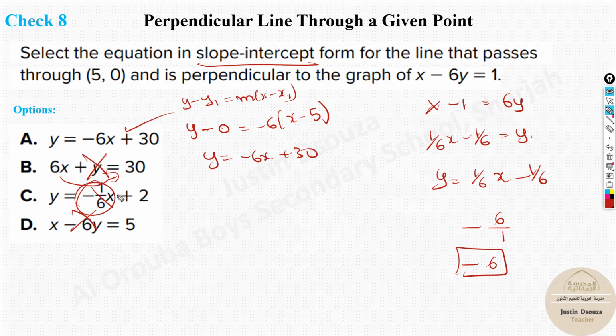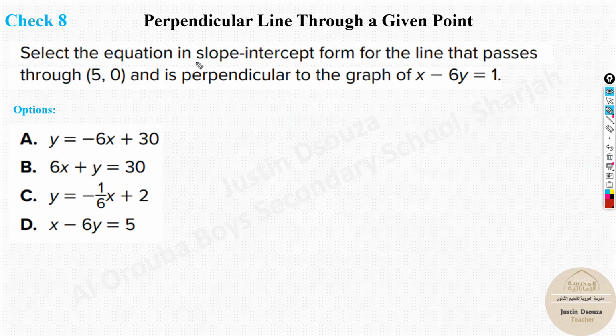Wrong. The slope is wrong here. Directly you can choose this. And even if you solve it, you will get the same answer. Slope-intercept form is mentioned. It's y equals minus 6x plus 30. If they are told point slope form, it would be different. If they are told standard form, then B would be the answer. In this problem, it is A. Why? Because they mentioned slope intercept form. If it was mentioned standard form, B would be the answer.